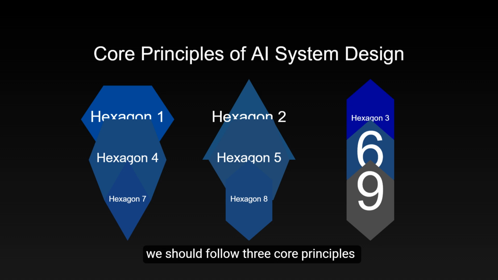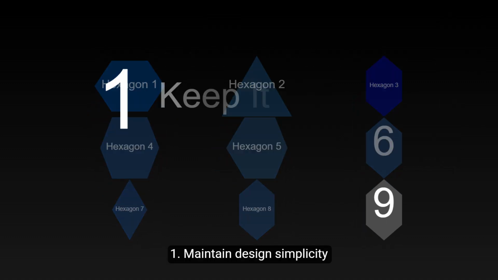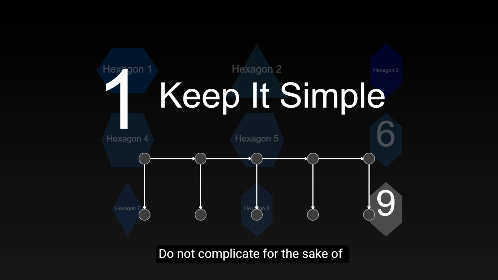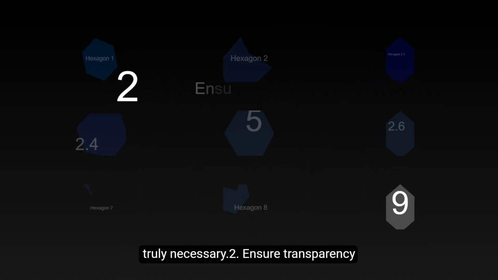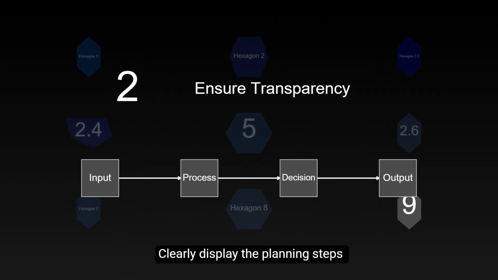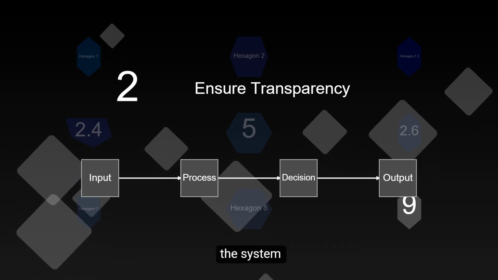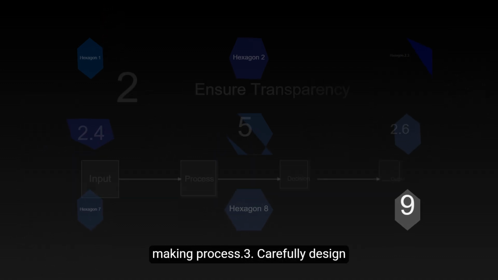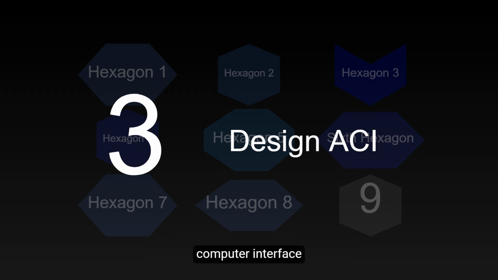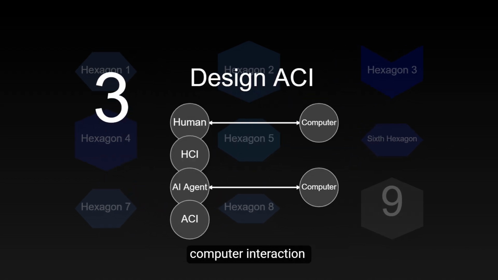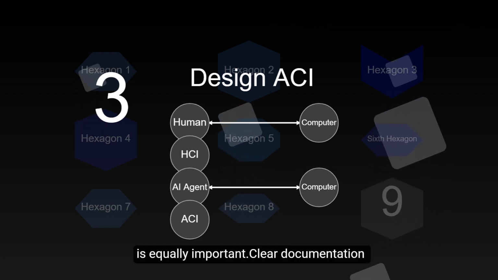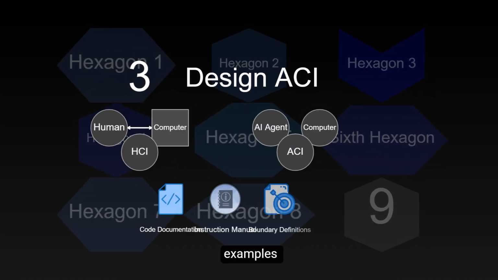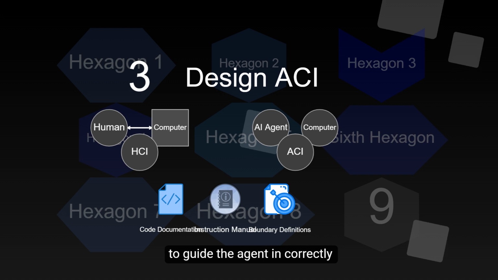Therefore, when building agent systems, we should follow three core principles. 1. Maintain design simplicity. Do not complicate for the sake of complexity. Only add complexity when it is truly necessary. 2. Ensure transparency. Clearly display the planning steps of the agent to help users understand the system's decision-making process. 3. Carefully design the agent-computer interface. Just as we value human-computer interaction, HCI, the design of the agent-computer interface, ACI, is equally important. Clear documentation, examples, and boundary definitions are needed to guide the agent in correctly using tools.